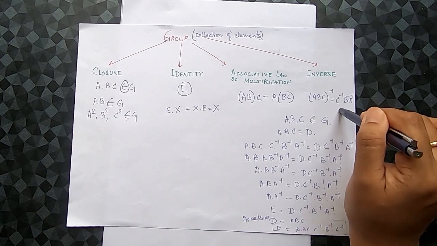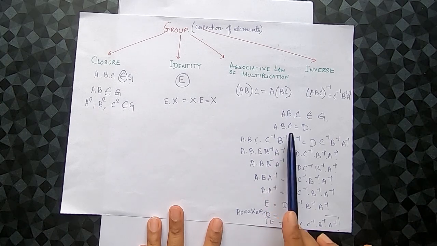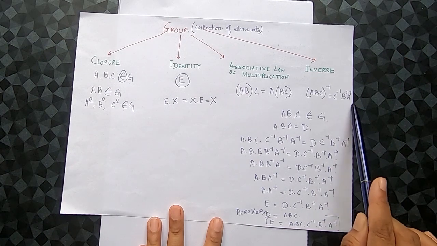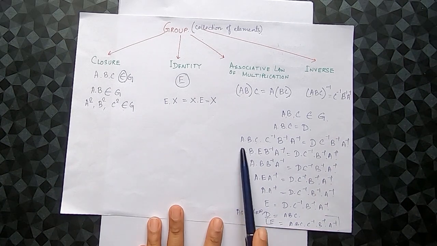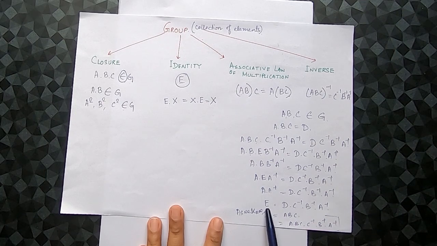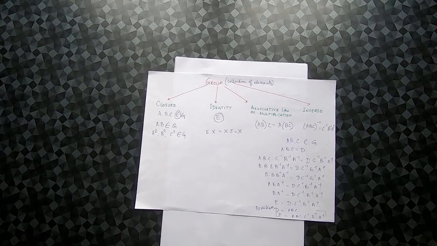To explain this phenomenon, we are using an example. Let's say A into B into C equals D. So we have multiplied both sides with C inverse, B inverse, A inverse, and we are getting this mathematical derivation. Following this, finally we'll come to know that identity element equals D into C inverse, B inverse and A inverse, which shows that ABC into C inverse, B inverse and A inverse equals identity.